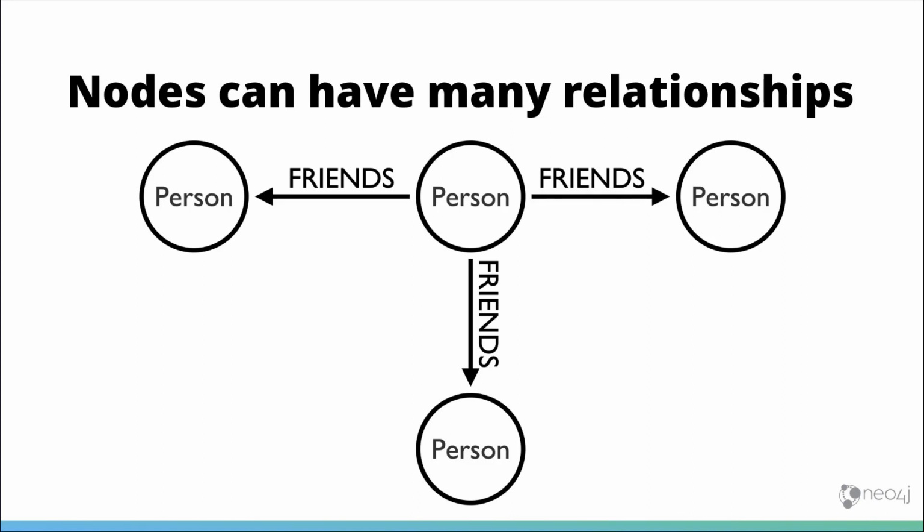So a couple of things. One, nodes can have many relationships. That seems pretty stupid, but don't think that you're only stuck with one. Easy enough.